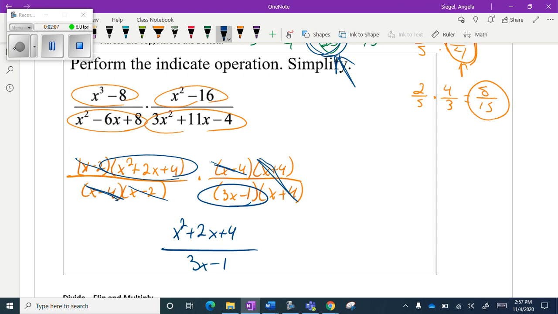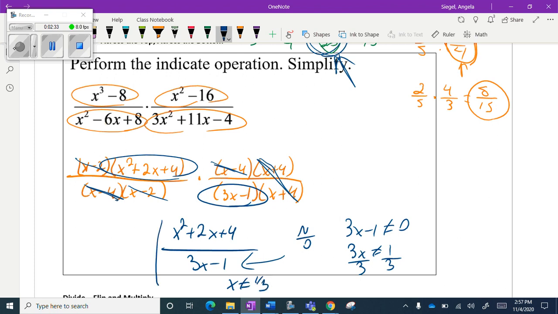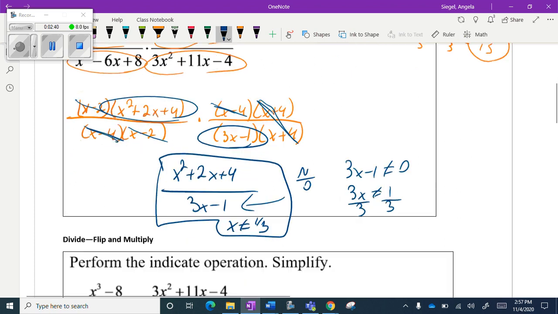And I need to account for the domain restriction. So remember what I said, I'm not going to make you list out the domain the hard way. But I need you to notice that you can't have 0 on bottom. So I'm going to say 3x minus 1 cannot equal 0 and solve for x. So x cannot equal 1/3. So this needs to be part of your answer. So that's your final answer there. So don't forget those 2 pieces.